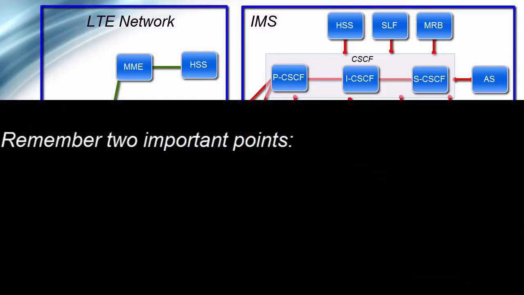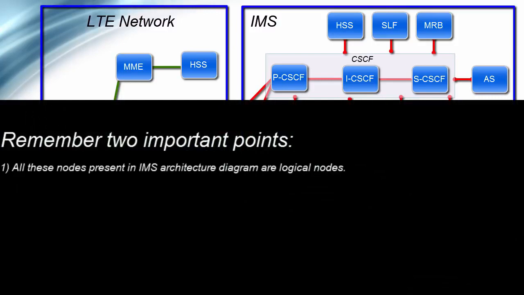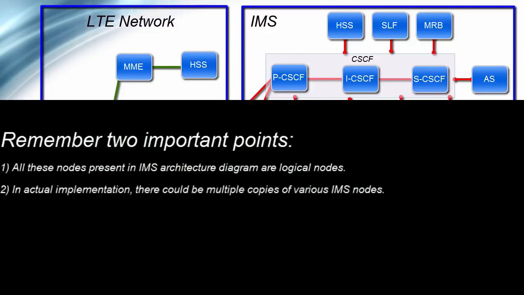Remember 2 points. Point number 1. All these nodes present in the IMS architecture are logical nodes. In actual implementation, a few of these nodes can be combined together. For example, usually Media Gateway Controller and Media Gateway are combined in a single node. Point number 2. In this diagram, I have considered only one copy of each type of logical node. In actual implementation, there could be multiple copies of various nodes. For example, there are multiple CSCF, multiple HSS, and multiple Media Gateway Control Functions and media gateways in a single network.